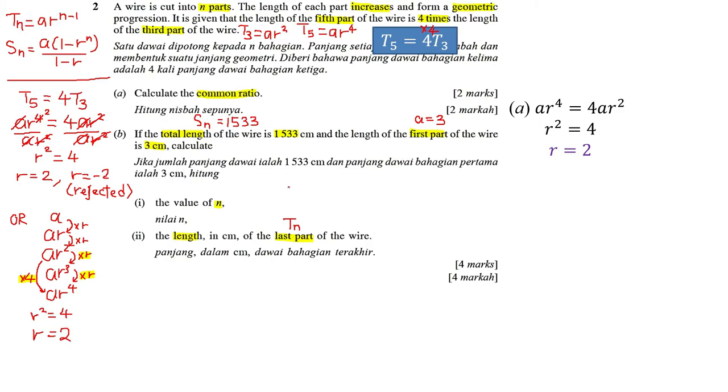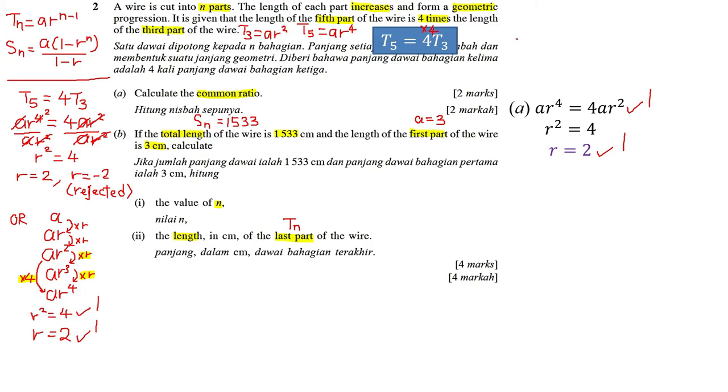If you solve this question by using the formula, the first mark is given when you apply the formula. The second mark is your final answer. If you are using the listing method, the first mark is given for r^2 equals 4. The second mark is your answer, r equals 2.